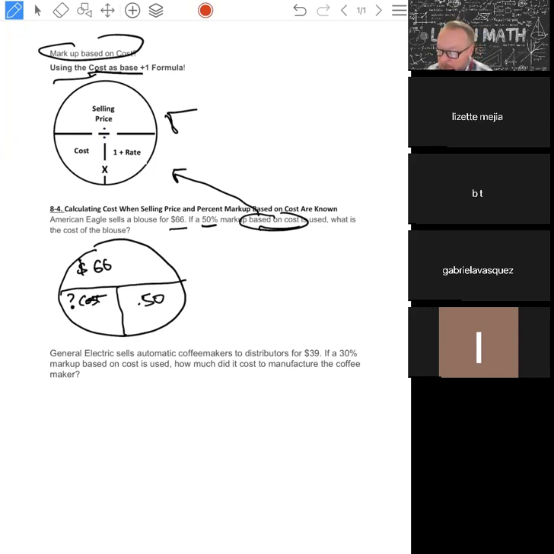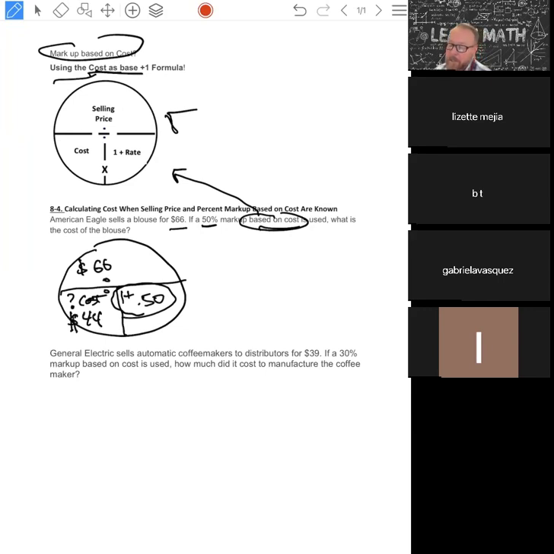But again, what's the formula say? 1 plus 50%. So that would be what I divide the 66 by. So you want to do the math on that? 66 divided by 1.50. How much? $44 is the cost. So $44 would be your answer.